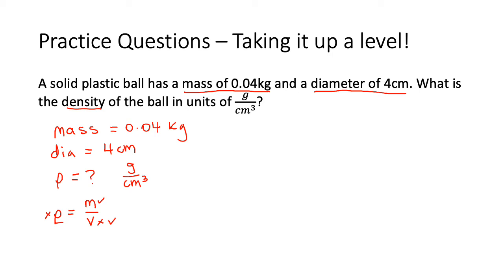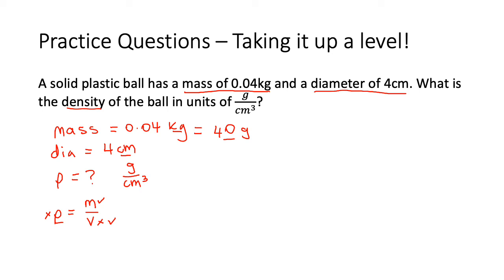So let's first have a quick look at our dimensions before we carry on. The mass is in kilograms. The diameter is in centimetres. And the answer we want to get to is in grams per cubic centimetre. So what we need to do is convert it. So when we convert 0.04 kilograms to grams, it equals 40 grams.